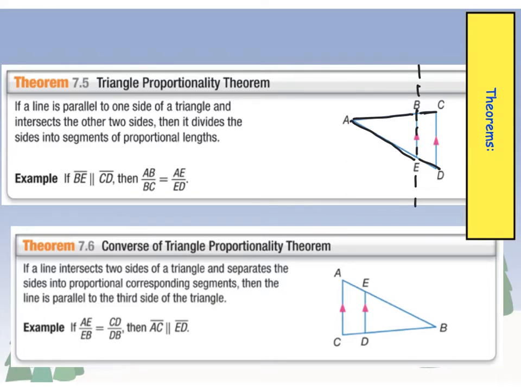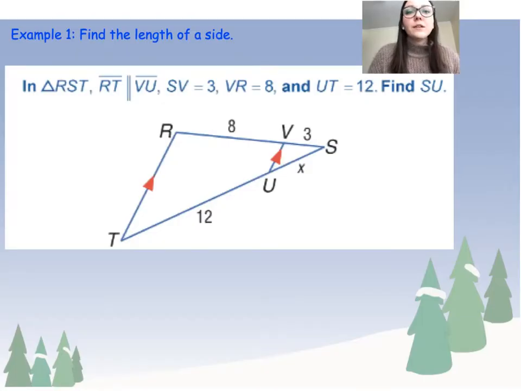The converse is also true. It says if a line intersects two sides of a triangle and separates the sides into proportional corresponding segments, then that line must be parallel to the third side of the triangle. So we're going to practice now applying that triangle proportionality theorem.